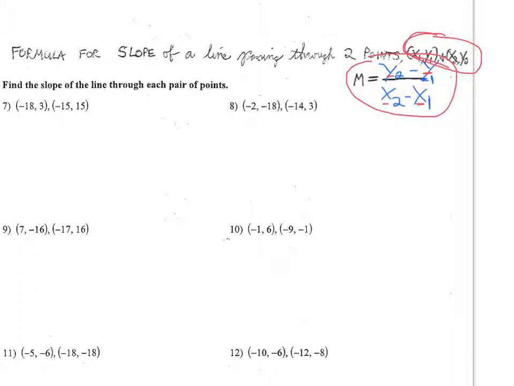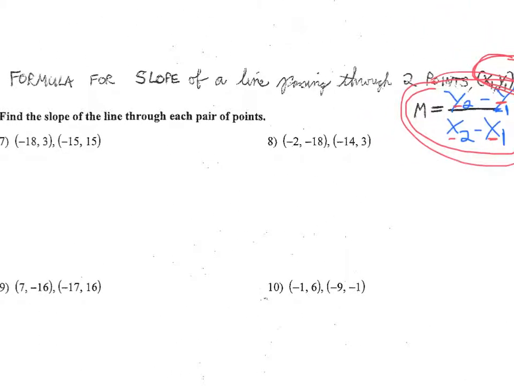All right, so if I look at 7, they're giving me negative 18, 3 and negative 15, 15. They lie on a line. I want to find the slope. Now, you could graph it and count the rise and the run, but it's going to take too long. So we're going to use this formula right here. First thing I'm going to do is represent these points as x sub 1, y sub 1, and then x sub 2, y sub 2. So I'll make this a little bit bigger here.